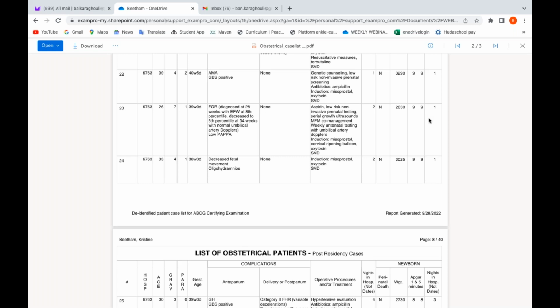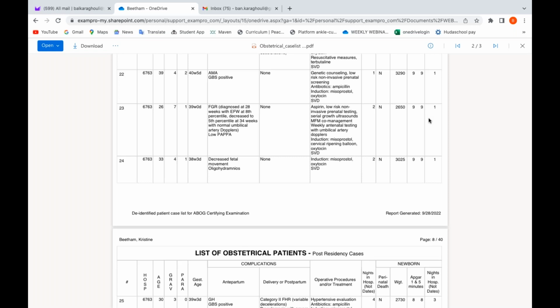And those asymmetric IUGRs are usually in the third trimester, where there's usually head preservation, where the abdominal circumference is less than 5, and there is an increase in the ratio of head circumference to abdominal circumference. Could also be due to placental and maternal vascular factors. And it definitely has lower morbidity and mortality than the symmetric, which starts in the first trimester and is usually caused by congenital anomalies, trisomies, or infections, and has higher morbidity.